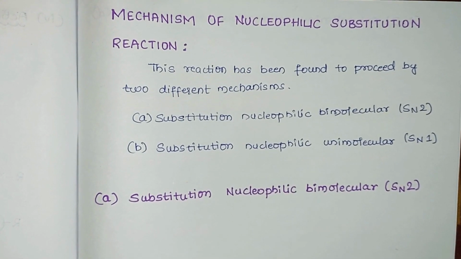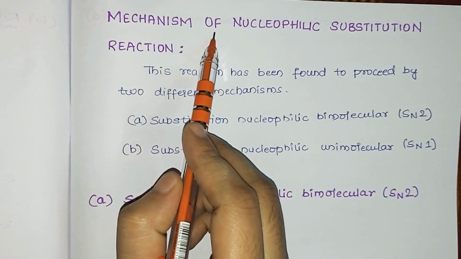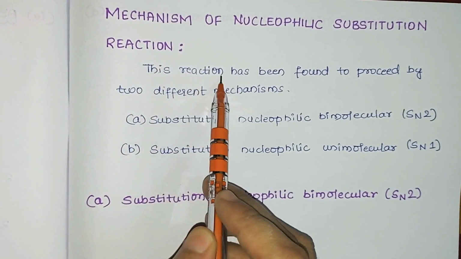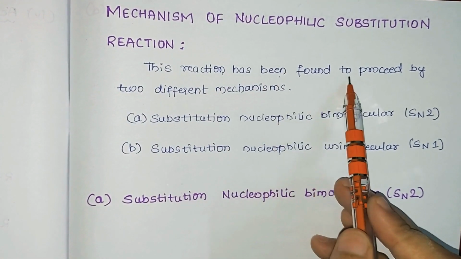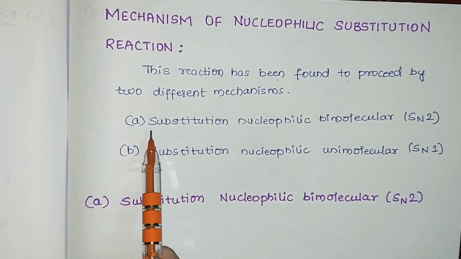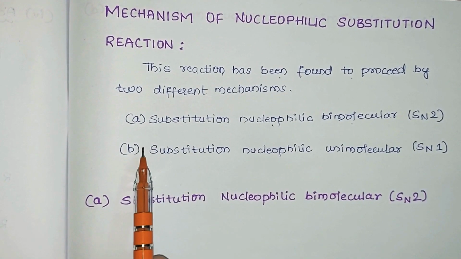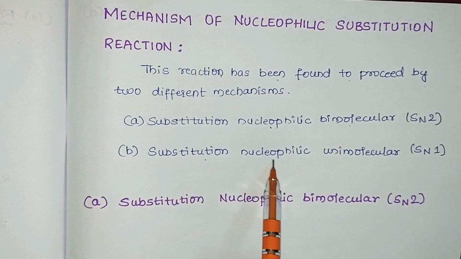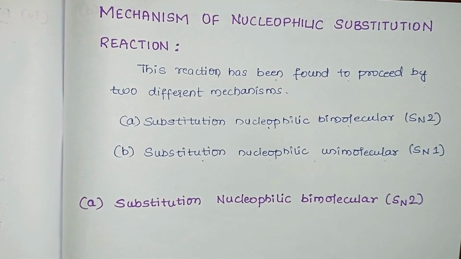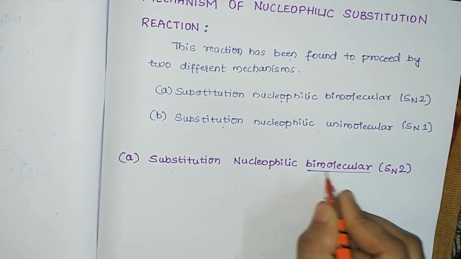Hello students, in my today's video we'll be discussing the mechanism of nucleophilic substitution reaction. This reaction has been found to proceed in two different mechanisms. Those are substitution nucleophilic bimolecular reaction, also called SN2, and substitution nucleophilic unimolecular reaction, also called SN1. So we'll go with the first one, that is substitution nucleophilic bimolecular.